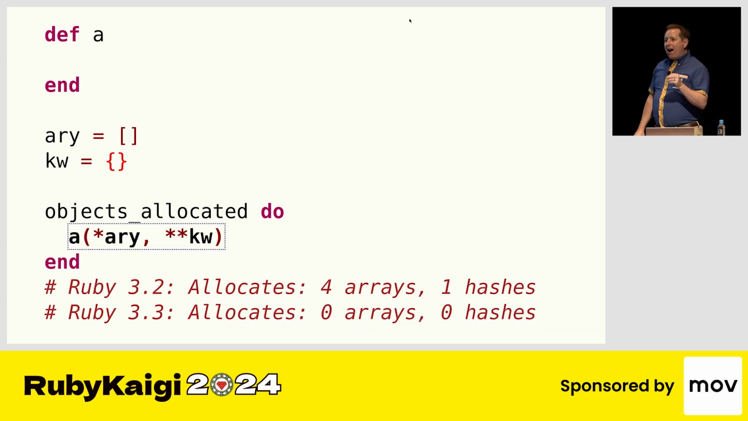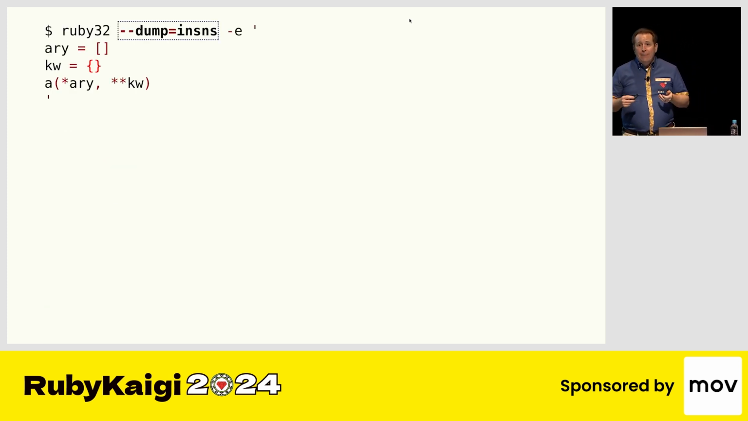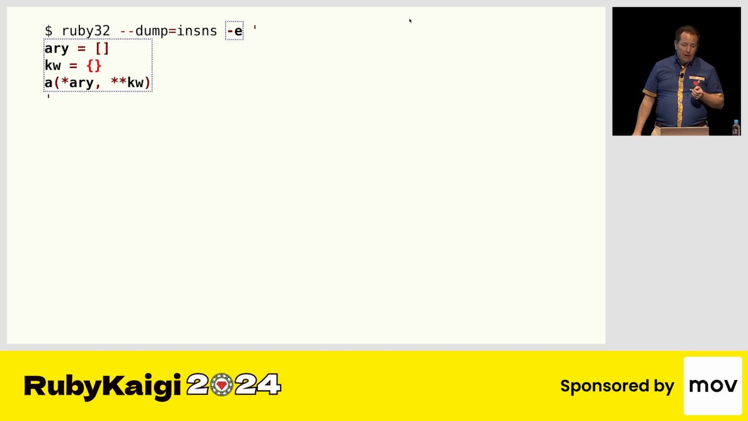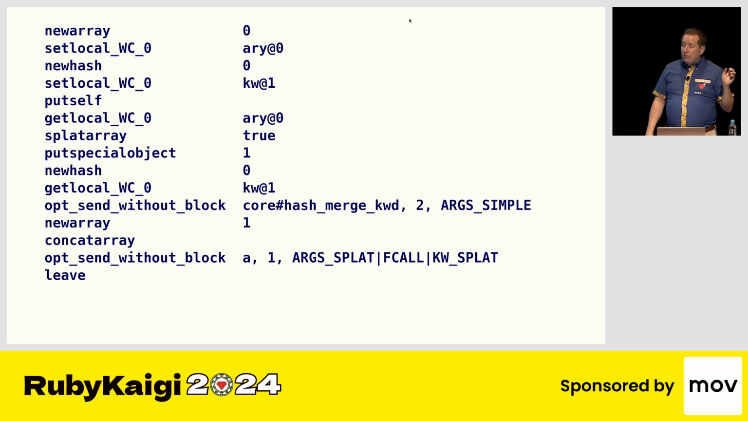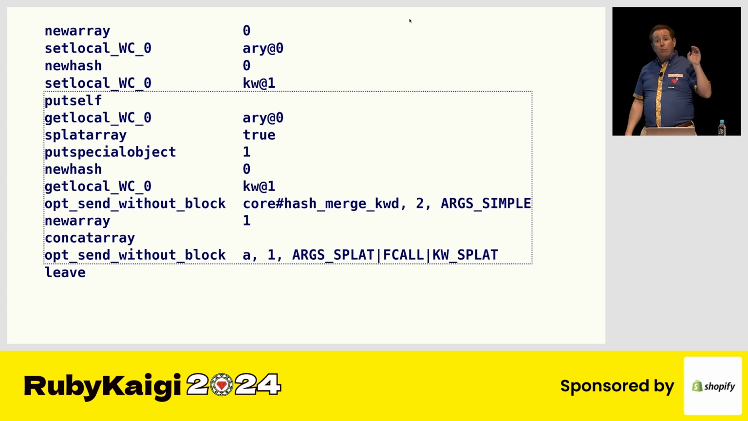We can examine why this type of call allocates so many objects in Ruby 3.2. We can run Ruby with the dump instructions option, which will dump the virtual machine instructions used, and we'll pass the code to evaluate with the -e option. These are the simplified dump instructions. The method call starts with putself and ends with the second opt_send_without_block instruction. Let's go through these instructions and see where the allocations are.